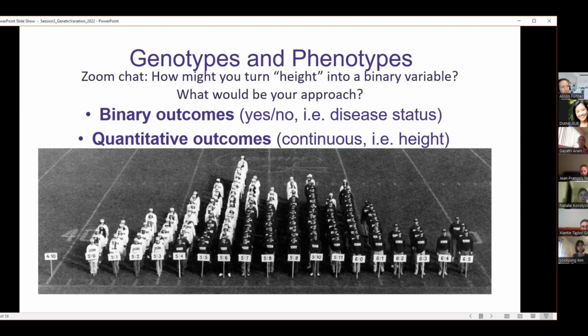And what I'd like to see in the chat here, if anyone has any idea of how you could turn something like a quantitative trait, so for example, height, into a binary trait, because there are different analytical approaches and different pros and cons that we might want for using binary or quantitative. What might be approaches for how you would turn a quantitative trait into a binary trait? And how would you approach that?